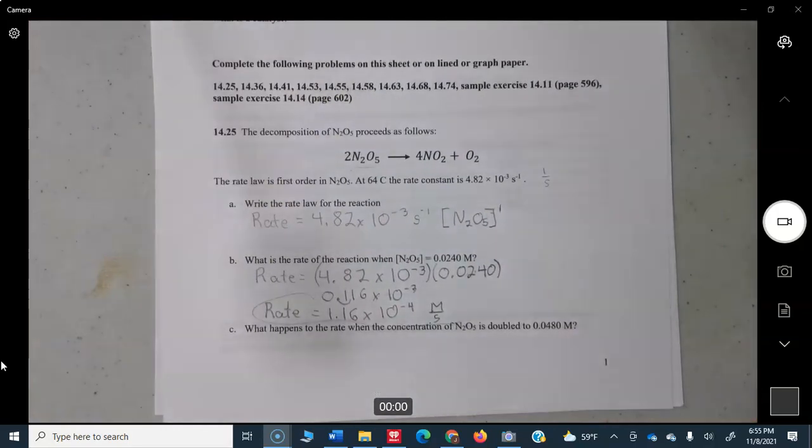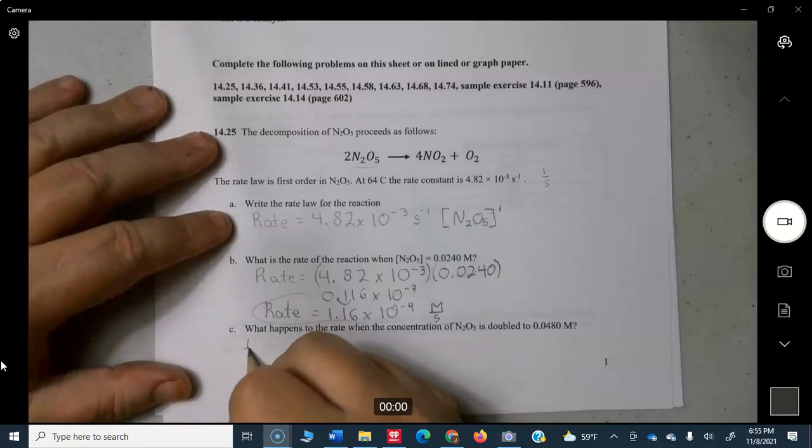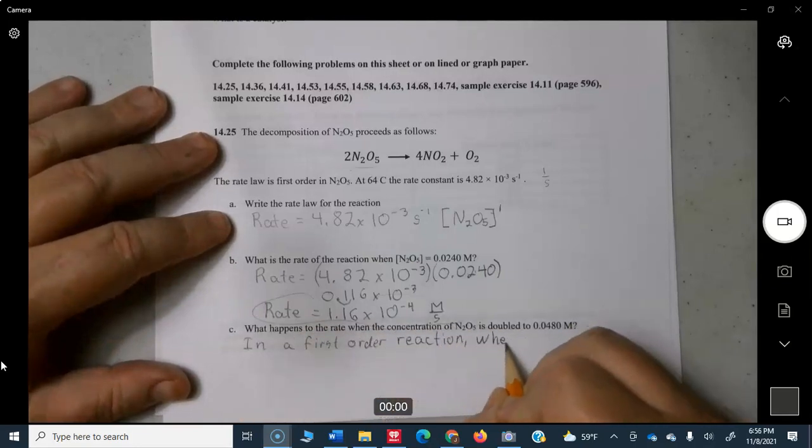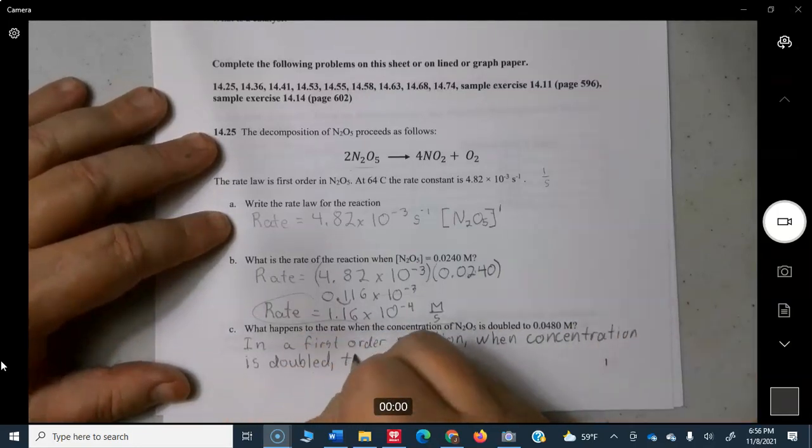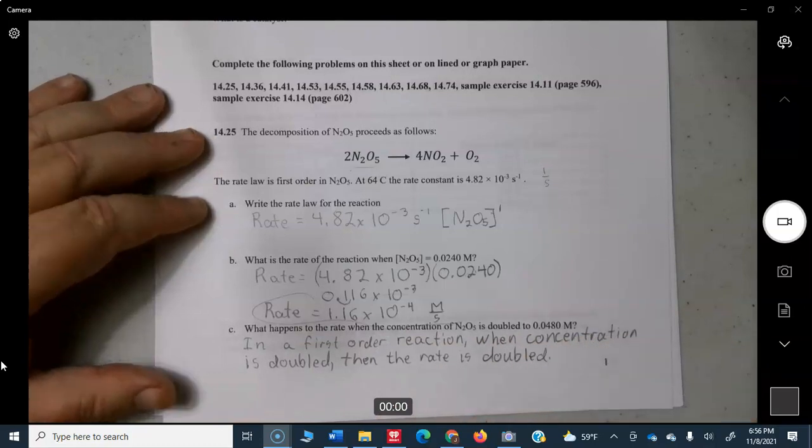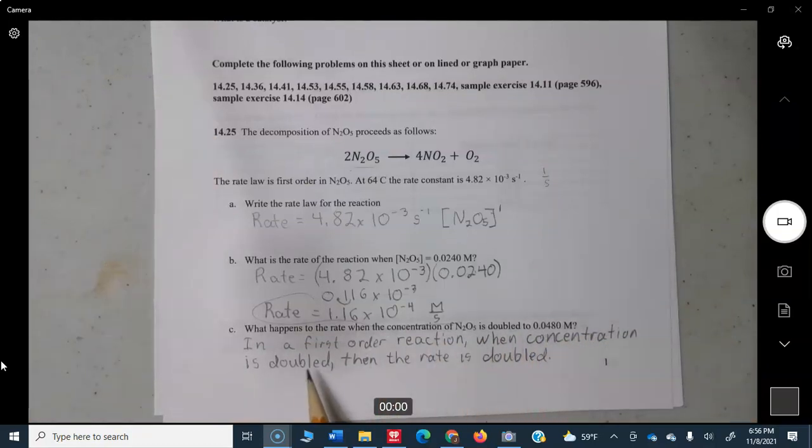What happens to the rate when the concentration of N2O5 is doubled to 0.48? So in a first order reaction, when the concentration is doubled, then the rate is doubled. If the concentration were tripled, then the rate would be tripled. That's the way it is. You can just simply see here. If you change that up there to 0.48, then it would have doubled this number down here.